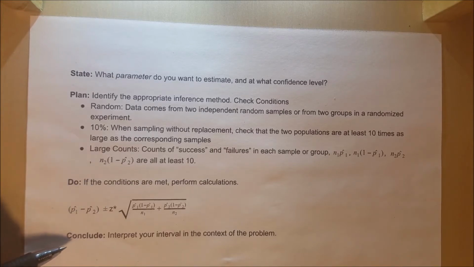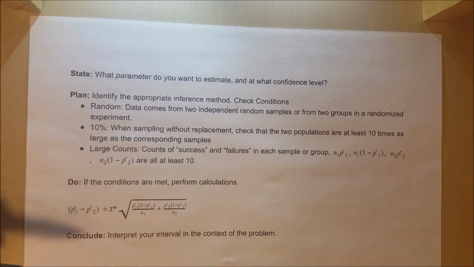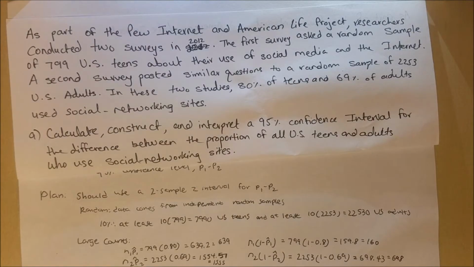And for the last step, we just conclude and we interpret the interval, which in other words, we state that we are a certain percentage confident that the interval captures the true proportion of the parameter in context. If you need more help on this topic, you can also refer back to the 2010 AP Stats FRQ problem number 3.